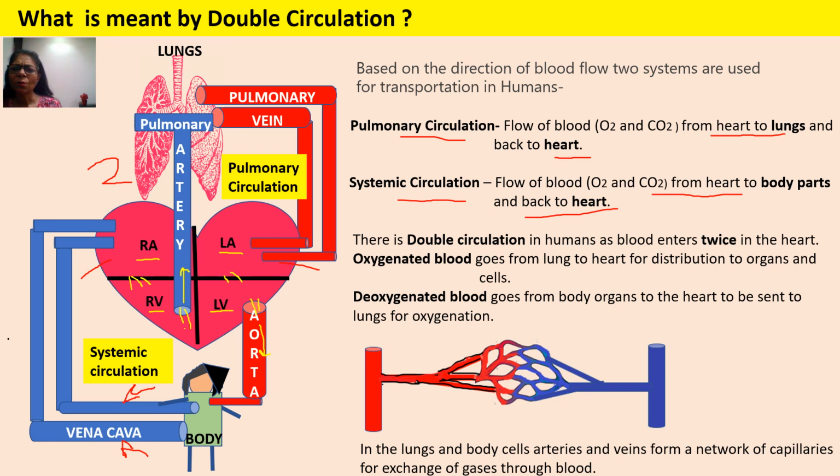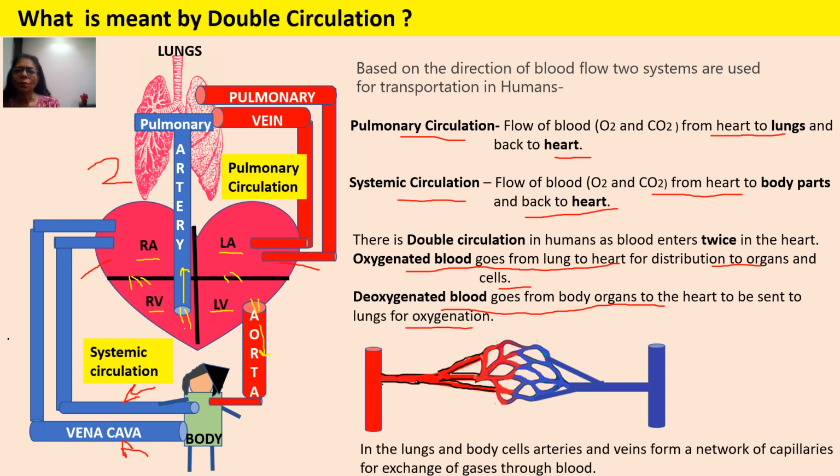Then what is double circulation in human beings? Double circulation means that the blood enters the heart twice. Once, the oxygenated blood goes from the lungs to the heart for distribution to organs and cells. And then deoxygenated blood goes from the body organs to the heart, which is sent to the lungs for oxygenation. So the blood is entering the heart twice, therefore it is double circulation. It is a characteristic feature of mammals.